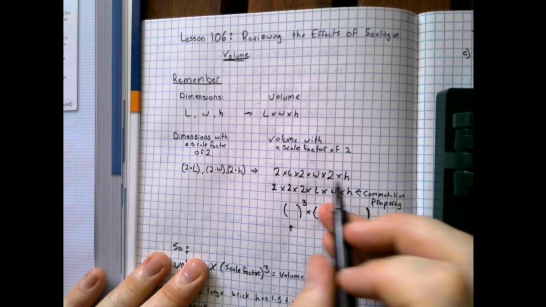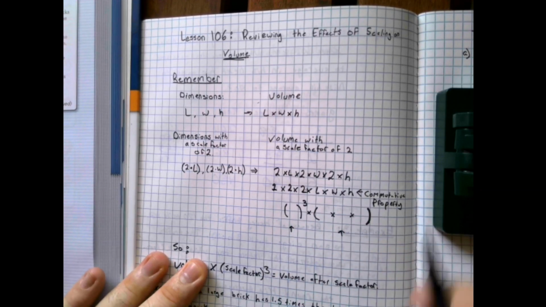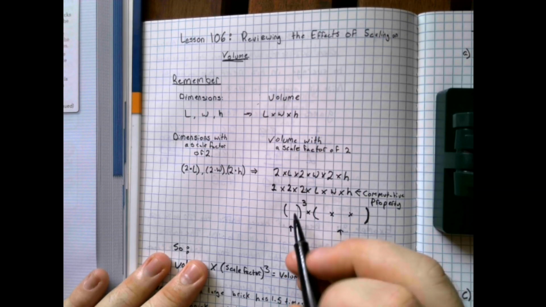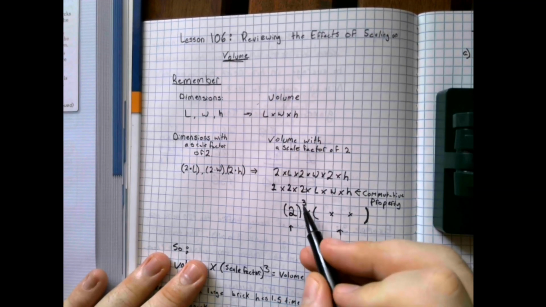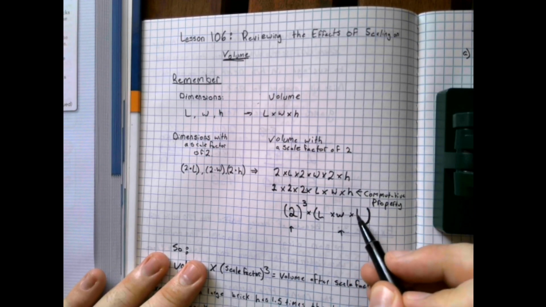All I've done here is move all of the numbers to the left-hand side and all the variables to the right-hand side using the commutative property. And now we can simplify 2 times 2 times 2. That's 2 to the power of 3. And then we have length times width times height.